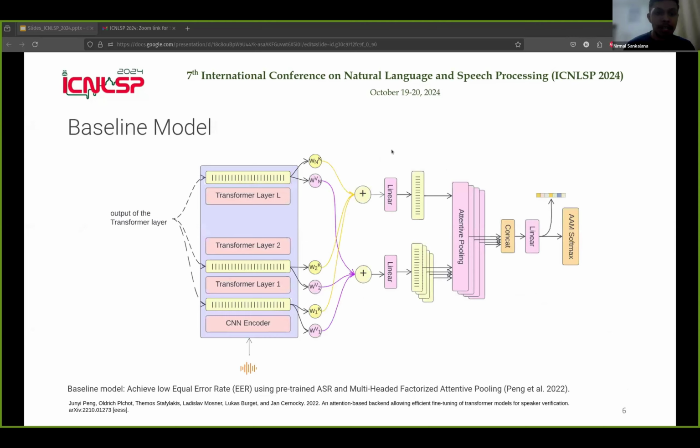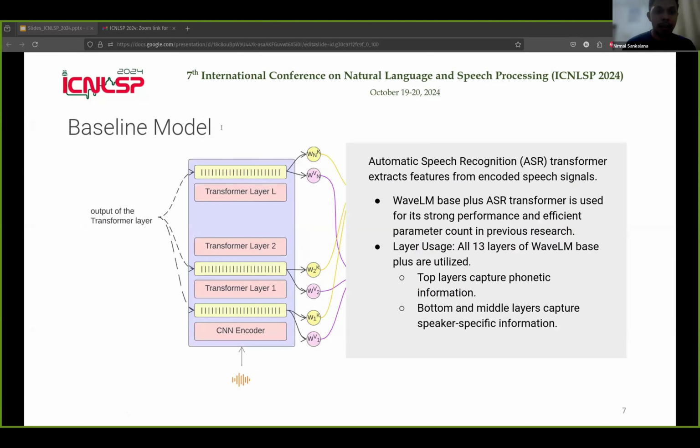So here's our baseline model. This model was proposed by Junyi Peng in 2022, and it achieved state-of-the-art performance during the time we were doing our literature review. Let me quickly explain two major components of this model. The first one is the ASR transformer. This automatic speech recognition transformer is used to effectively extract the features from encoded speech signals.